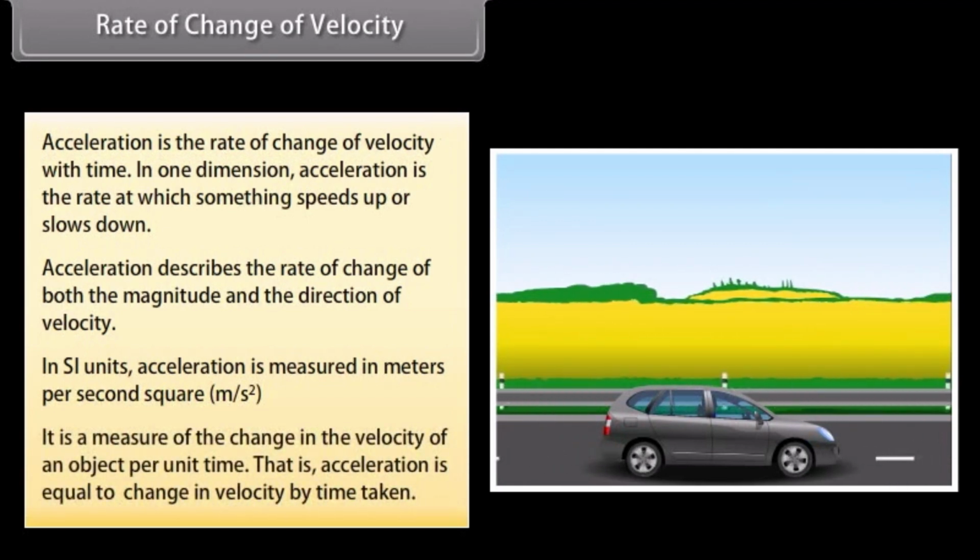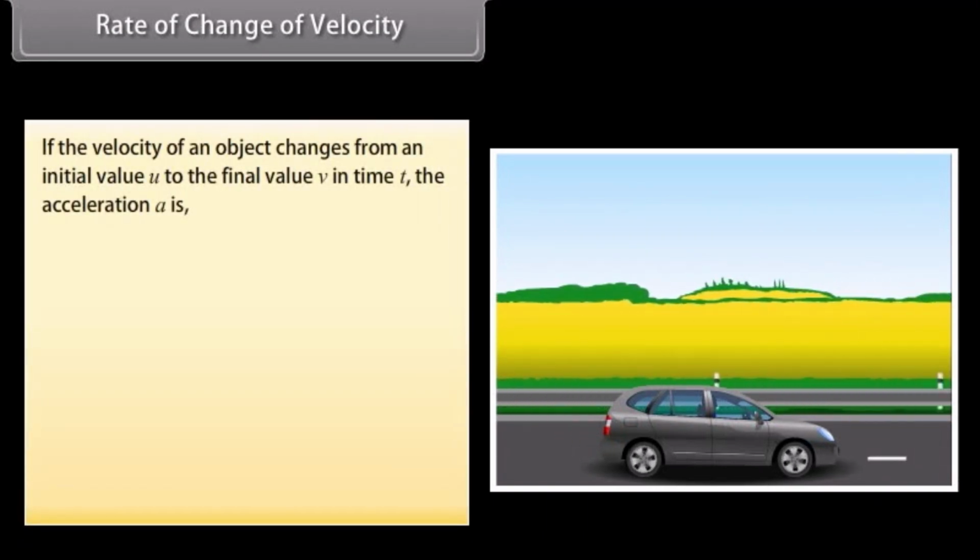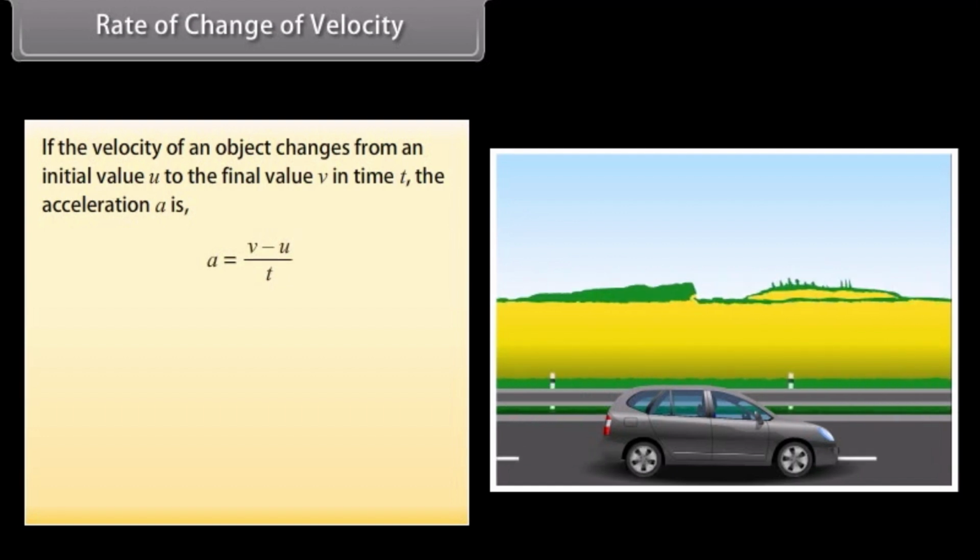It is a measure of the change in the velocity of an object per unit time. That is, acceleration is equal to change in velocity by time taken. If the velocity of an object changes from an initial value u to the final value v in time t, the acceleration a is v minus u upon t.